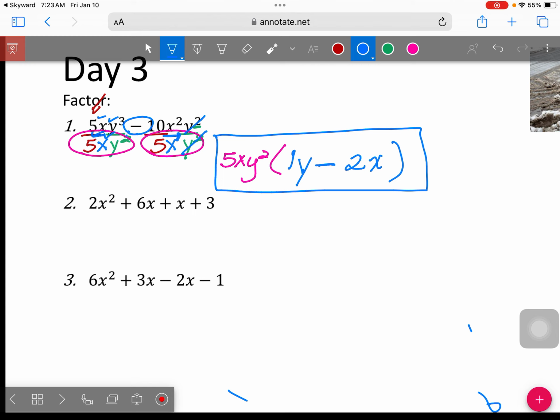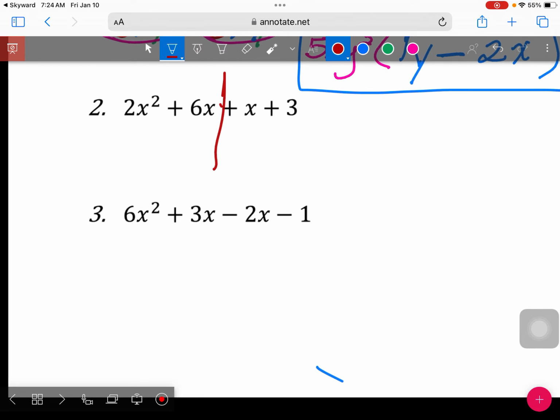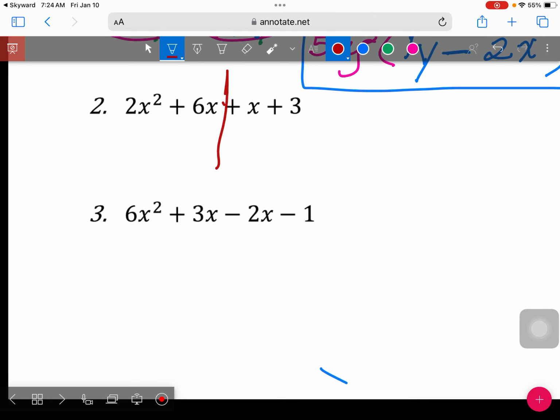Hey, number 2. What do you notice about number 2? Yeah, it's got 4 terms. When you have 4 terms, we need to factor by grouping. So I need to divide this into 2 separate problems. So I'm going to look at the first 2 terms and find the greatest common factor and factor that out. So I've got a 2 and a 6. What's the greatest common factor of those 2 things right there?